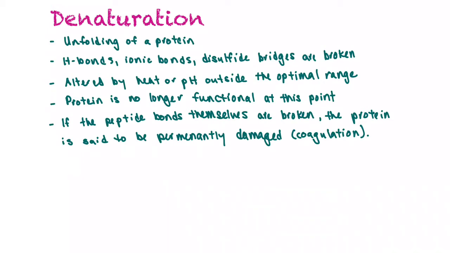At that point, the protein is no longer functional because the 3D shape determines its function. And if it doesn't have that shape, then it can't function properly. And finally, if the peptide bonds between the amino acids actually get broken, that would be the primary structure being damaged. The protein is said to be permanently damaged, and we say that is coagulation. You can't reverse coagulation, but sometimes you can reverse denaturation, because if you remove the protein from the heat, the refolding can possibly happen again.